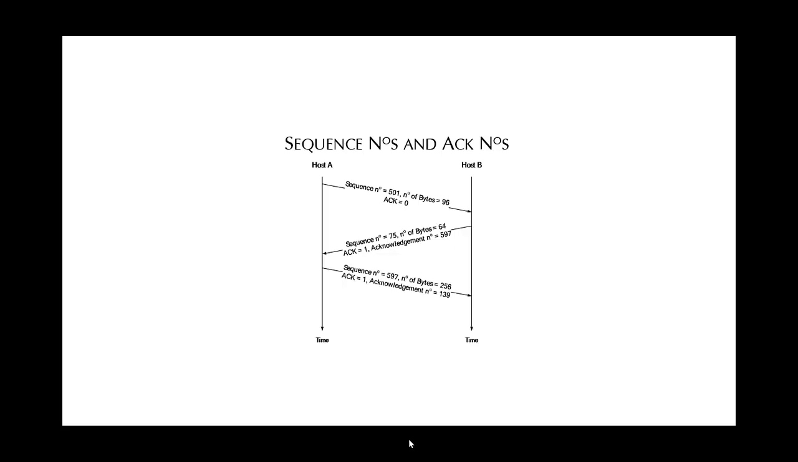At the beginning of a connection, each side independently sets the sequence number of its first segment to a pseudo-random number. The next segment sent will have its sequence number incremented by 1.